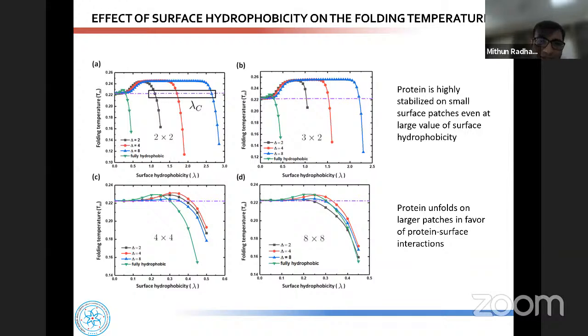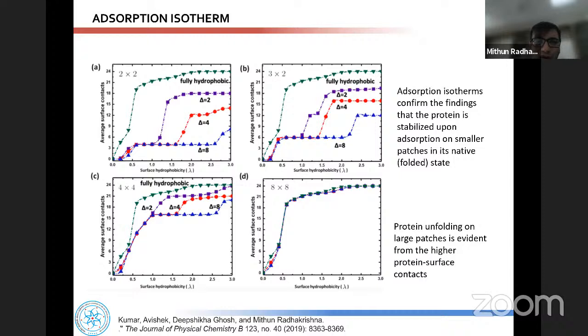And the reason is that a 3 cross 2 patch is exactly complementary to the exposed hydrophobic group in a protein. So as a result, the stabilization achieved is much, much higher. And this is just, we plot the adsorption isotherms, and it basically confirms what was discussed in the last slide.